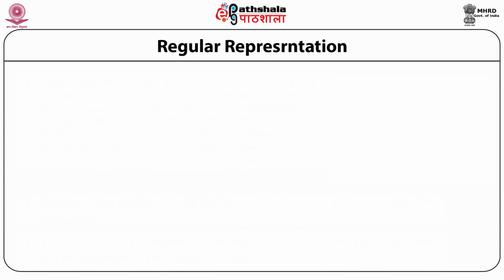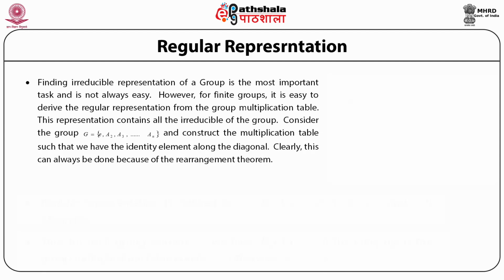We will now discuss the representations and how to obtain them. Finding the irreducible representation of a group is one of the most important tasks, and this is not always easy. However, for finite groups, it is easy to derive the regular representation from the group multiplication table. And what is this regular representation? This regular representation contains all the irreducible representations of the group. How do we construct the regular representation?